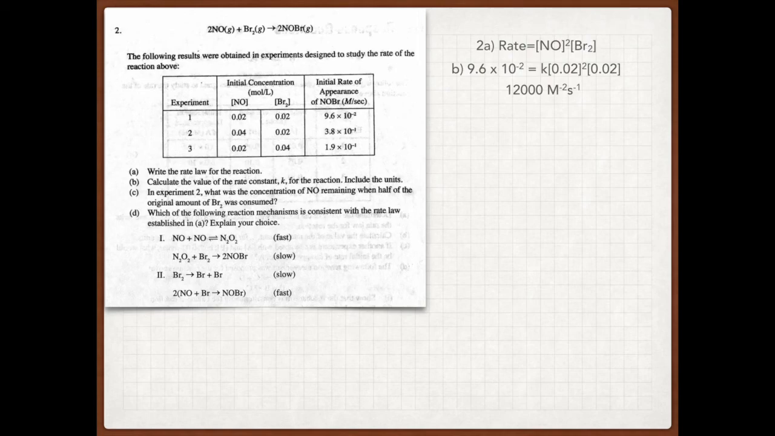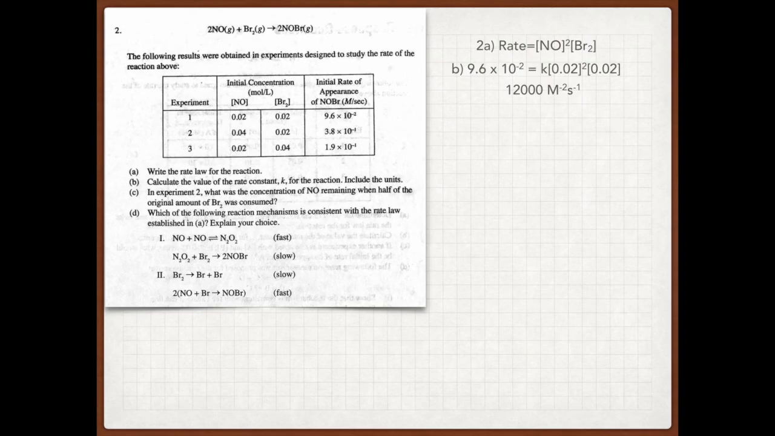Keep in mind the overall order for this reaction is third order. So that would be molar cubed. So to get rid of molar cubed, in order to get into molar per second, I'm going to multiply it by molar to the negative 2, seconds to the negative 1. Okay, so that was B.